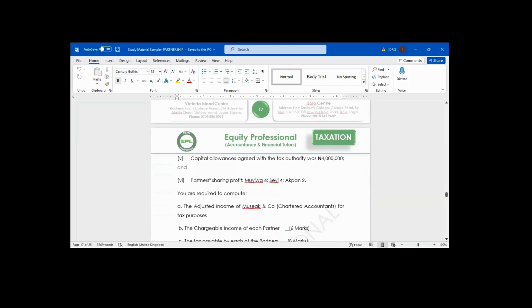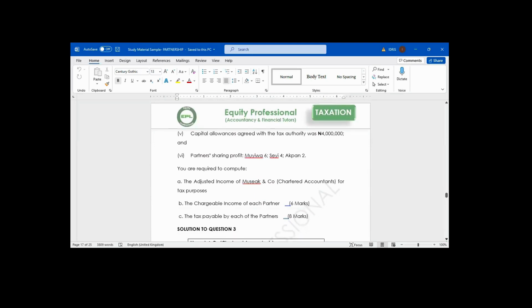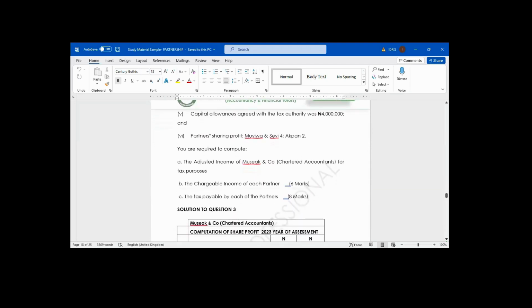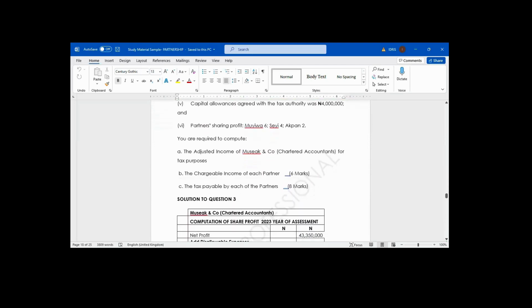You are required to compute: A. The adjusted income of Music and Co., Chartered Accountants, for tax purposes. B. The chargeable income of each partner, 6 marks. The next one, the tax payable by each of the partners, 8 marks.